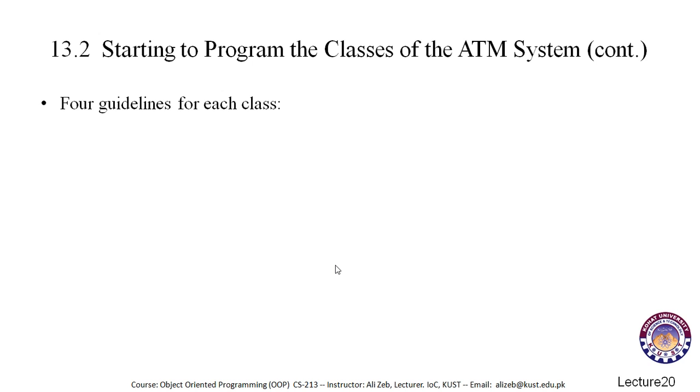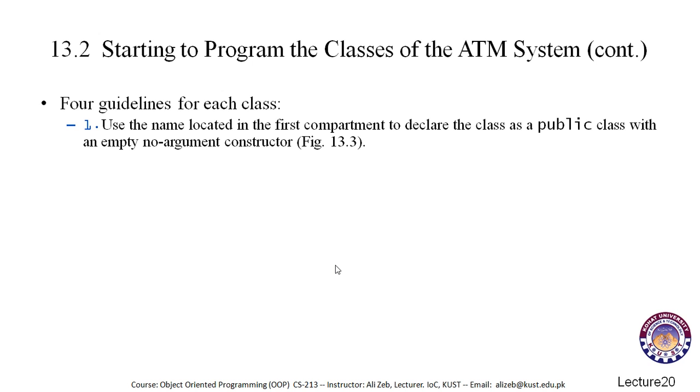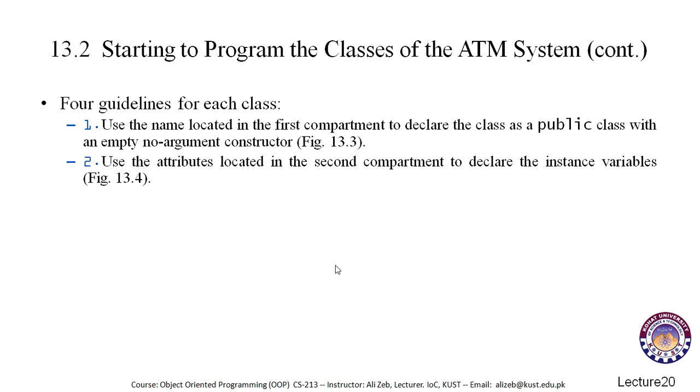Four guidelines for each class. Use the name located in the first compartment to declare the class as a public class with an empty no-argument constructor. And that is how we have been creating our classes. We start with the name of the class, which is identified by the top compartment in our class diagram. So we start creating our class with public class and with a constructor that is initially a no-argument constructor. Use the attributes located in the second compartment to declare the instance variables.